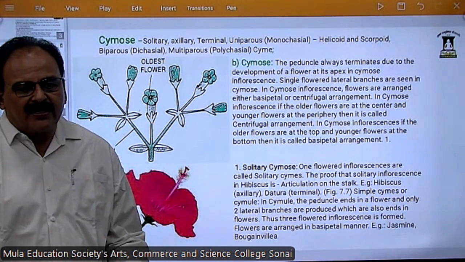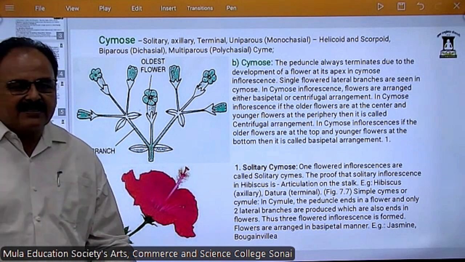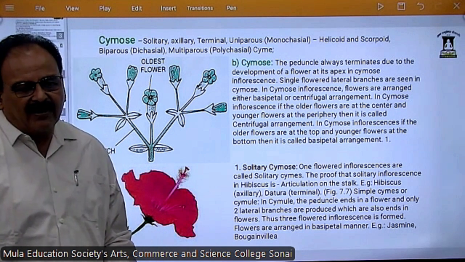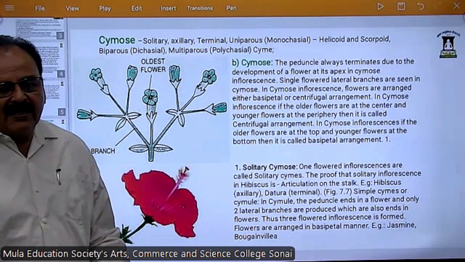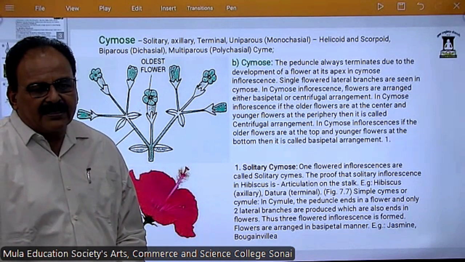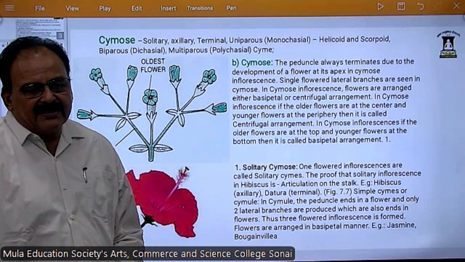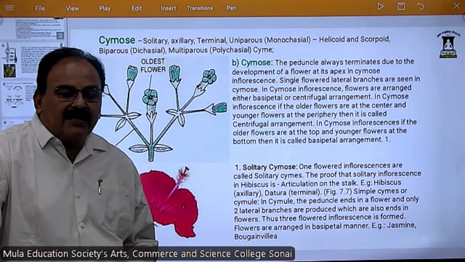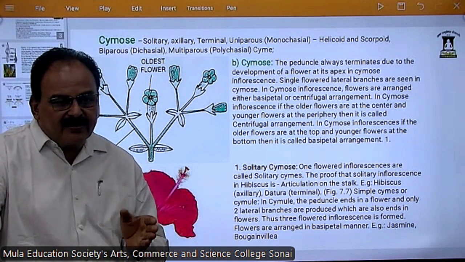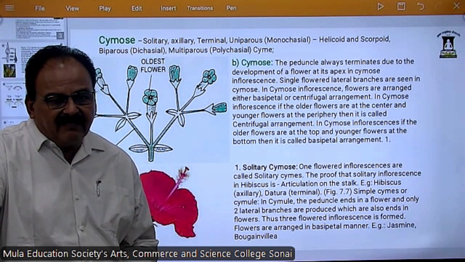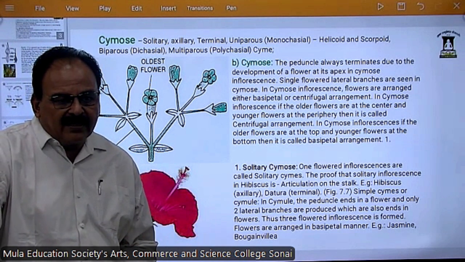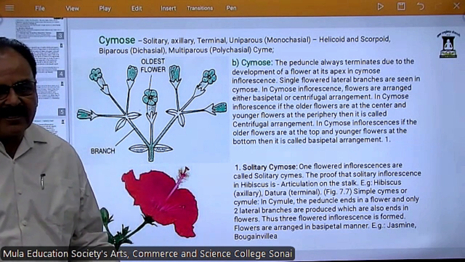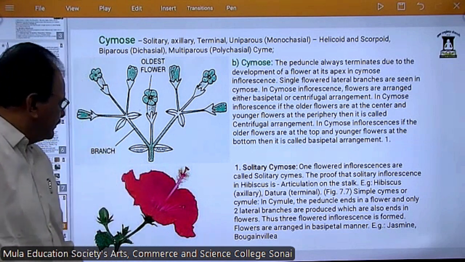The proof that the solitary inflorescence in hibiscus is terminal is the articulation on the stalk. For example, hibiscus. Then simple cyme or simul. In simul, the peduncle ends in a flower, that is, a single peduncle ends in the flower. Thus, a three flowered inflorescence is formed. Flowers are arranged in basipetal manner, for example, bougainvillea or jasmine.